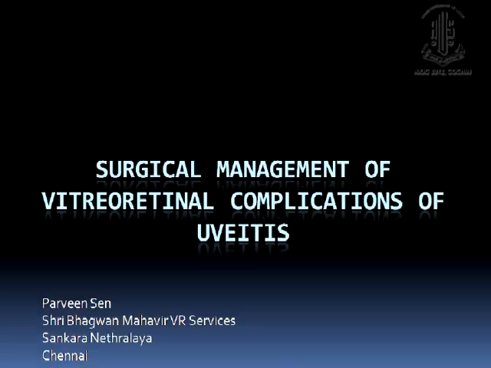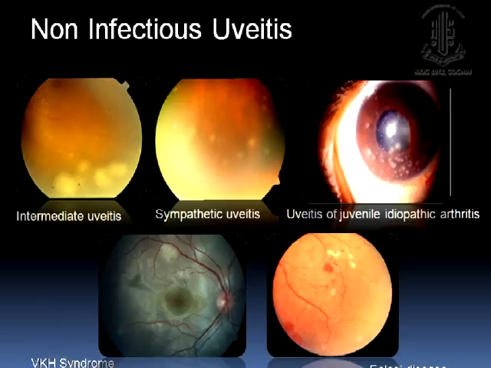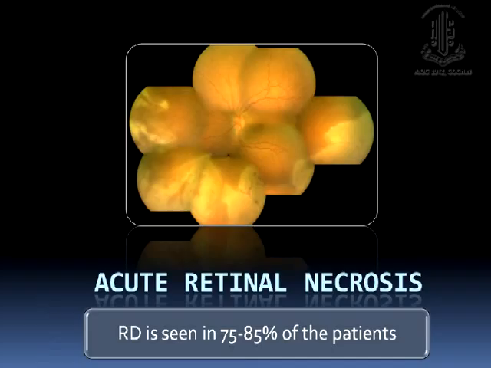Vitreoretinal complications of uveitis can be seen both in the infectious form of uveitis as well as in the non-infectious variety of uveitis. These complications are, however, more commonly seen where the infectious form of uveitis is concerned. For example, in patients with acute retinal necrosis, retinal detachment may be seen in as many as 75 to 85% of the patients.